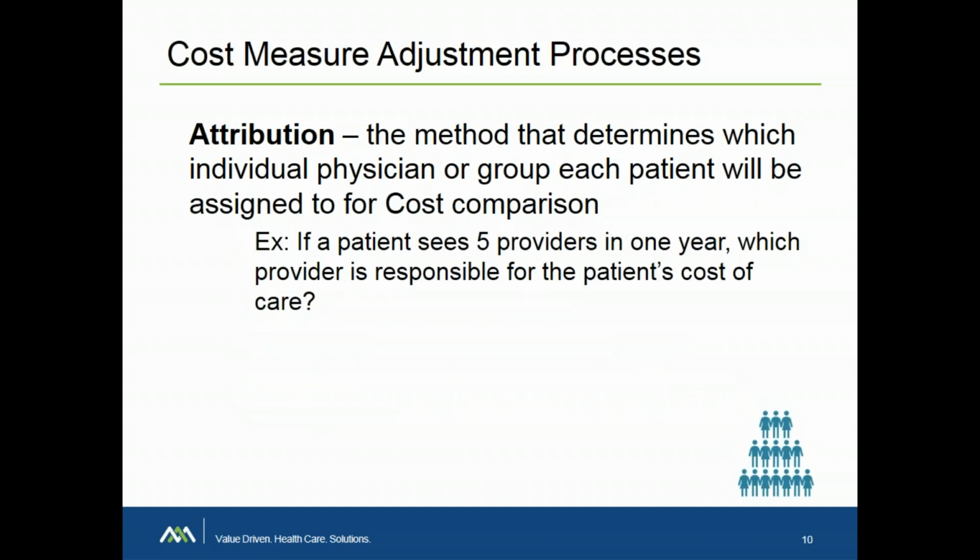And finally, this isn't an adjustment process so much, but the attribution process is how CMS decides which patients are assigned to which physicians to be responsible for their cost of care. So for instance, if a patient sees 5 different providers who are billing Medicare for that patient throughout the performance year, how does CMS decide which of those providers is responsible for that patient's cost of care for the year?